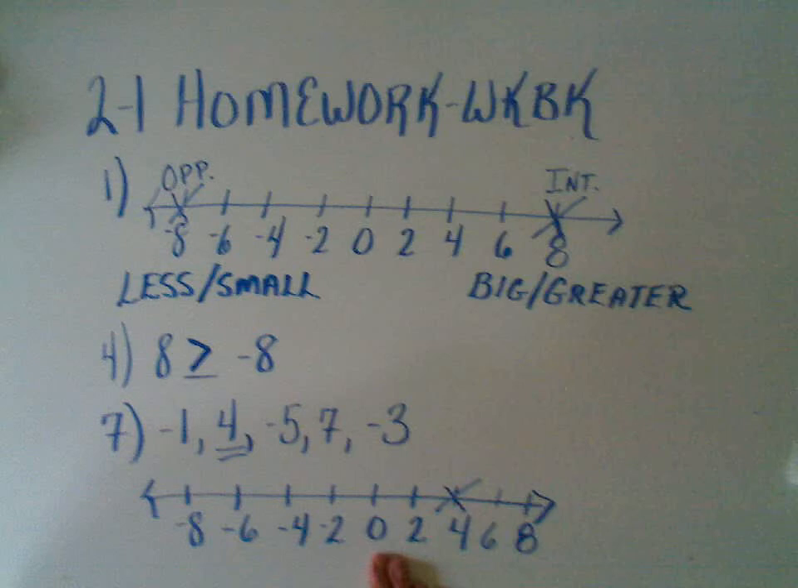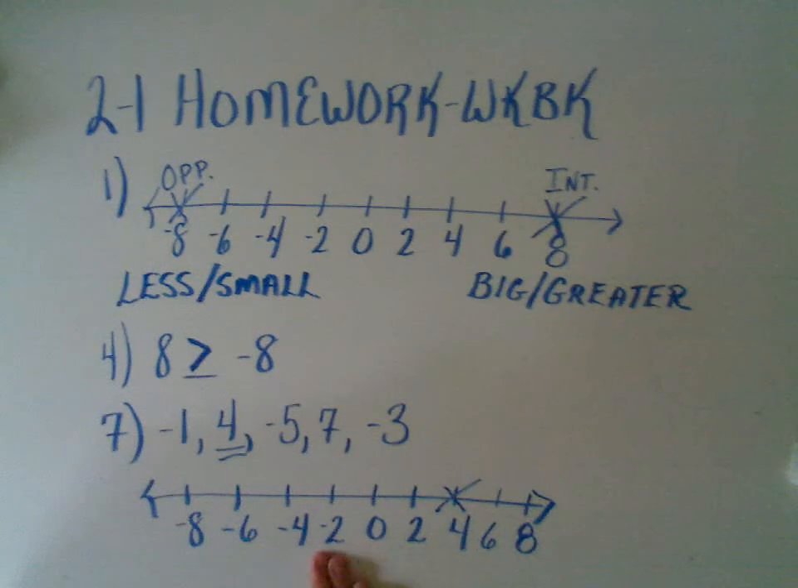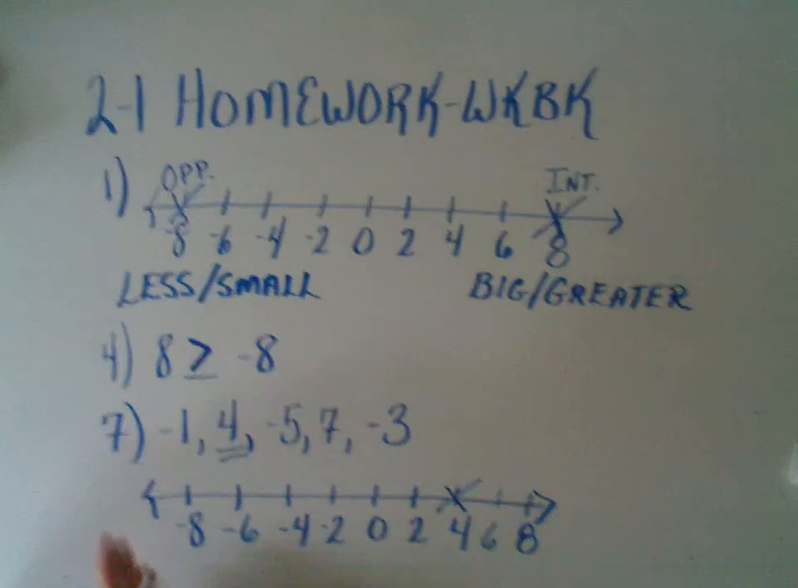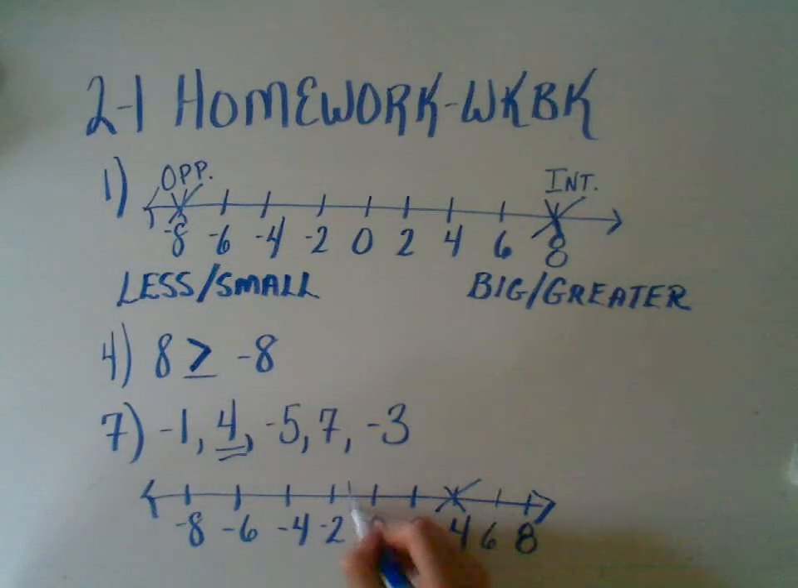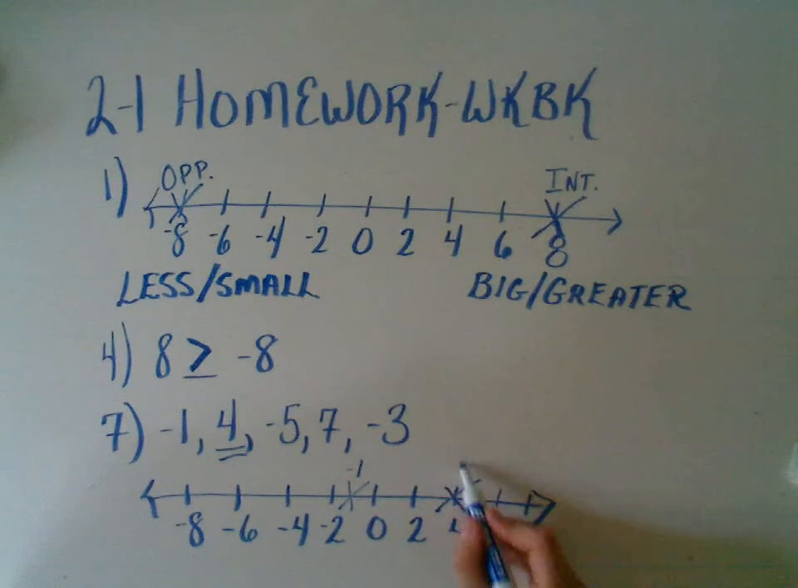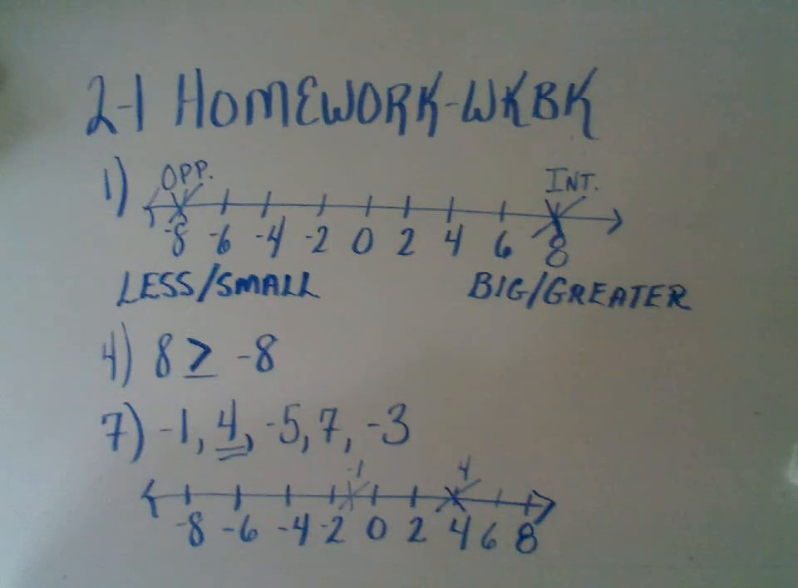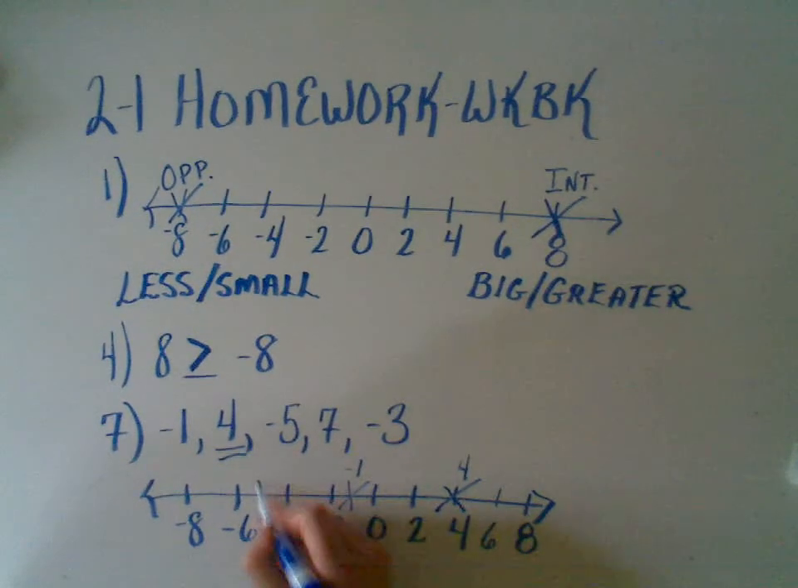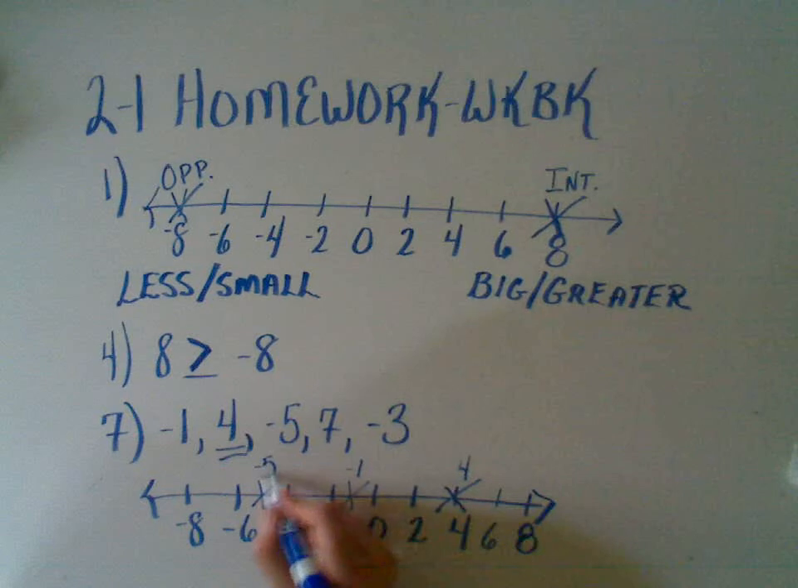So here's -1. Well, that's going to be between 0 and -2. Think about it. 0, 1, 2, 3, 4, 5, 6, 7, 8, all negative. So here's -1. And then we've got -5. So -5, that's going to fall in between the 4 and the 6 in the negative land. Think about it again. 4, 5, 6, all negative. So there's -5.